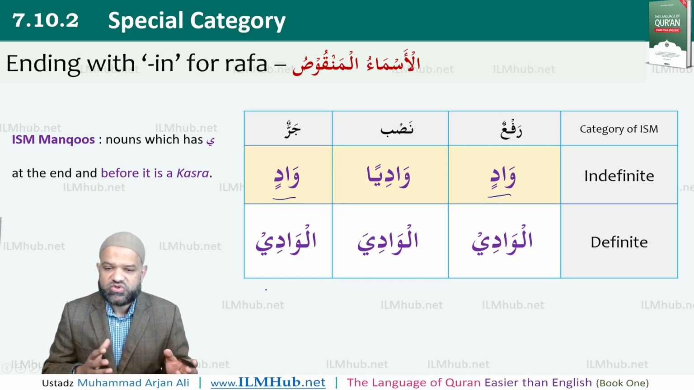Here the purpose is to show you another category which declines or expresses its i'rab slightly differently than the standard way. This particular set of words declines in this way, and these words are called manqus. Again, we don't have to learn the terminology at this stage, just be aware of them. There are some of them used in the Qur'an.